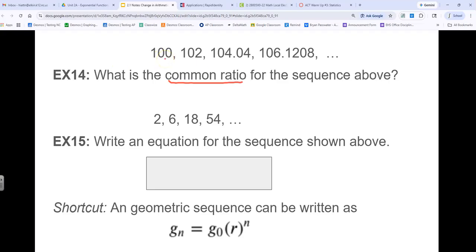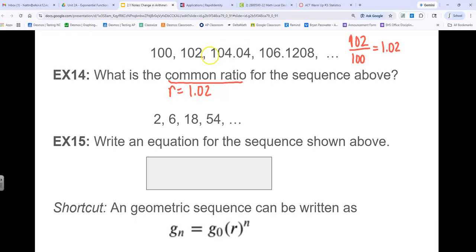Other times it's not. So very much like we did with the common difference, if you need to know the common ratio, you can take any term. Like I'm going to use 102 and divide by the term that comes before it. And 102 divided by 100 is going to be 1.02. So my common ratio, I'm going to use an R right here, is 1.02. And then you can check that by multiplying. If you do 1.02 times 102, you will get 104.04 there.